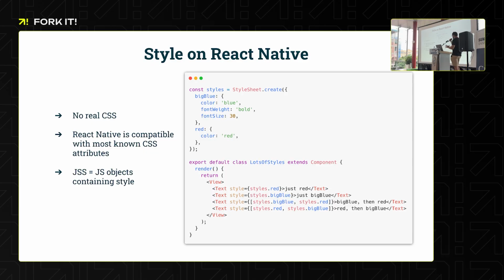You have to create style sheets, so JavaScript objects containing some style props. So, for example, if I want to style this small text in red, I have to declare it here in my style sheet. So I have to declare red color red. And after, same for big blue and other text. So for every small style that I want to add, I have to declare a lot of those objects.